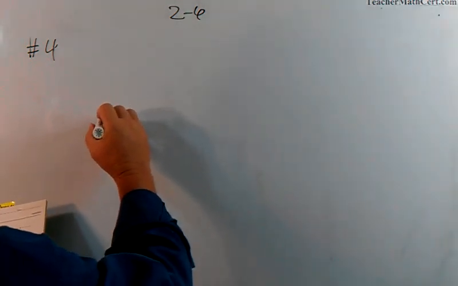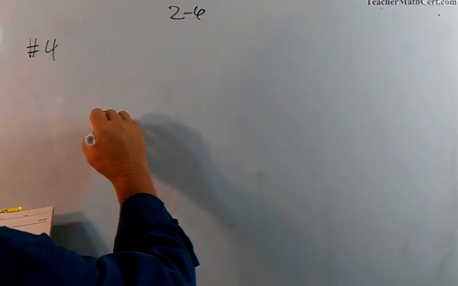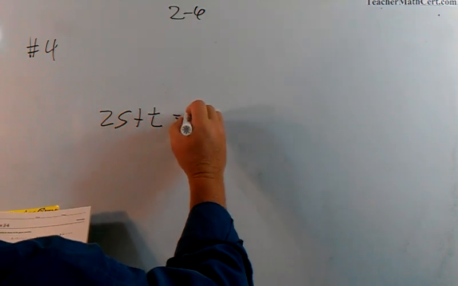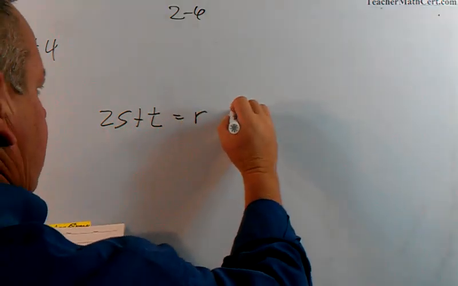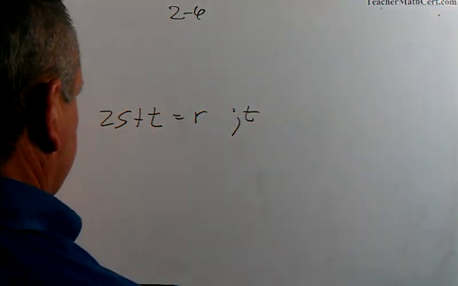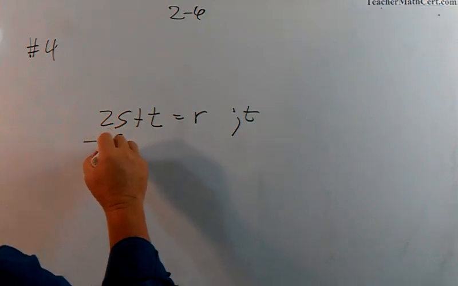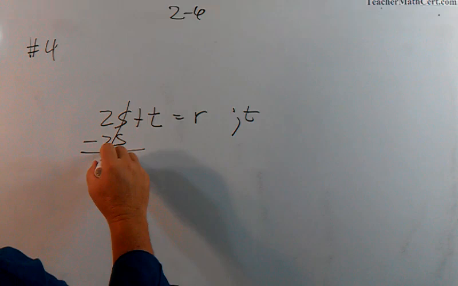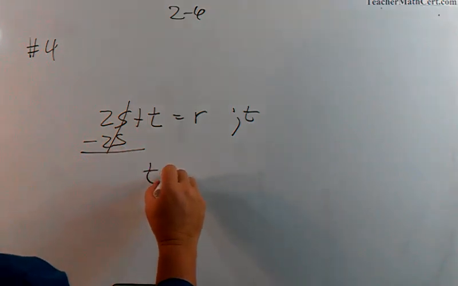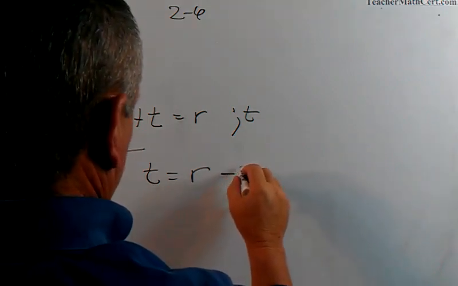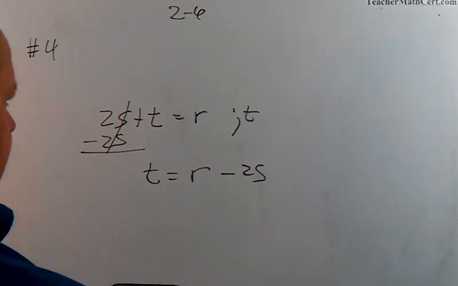Alright, number 4. 2s plus t equals r, and we're solving for t. Alright? Subtract 2s. That goes to 0. That leaves us with t is equal to r. But what did we do on this side? We subtracted 2s. And that's your answer.